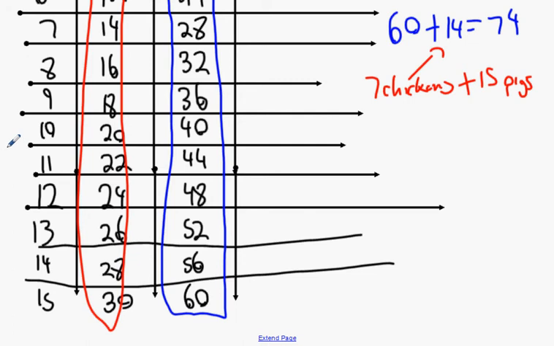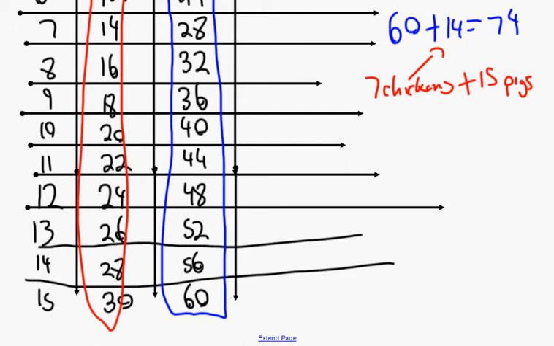Did you do this by simultaneous? What two numbers? 4 and? How many pigs and how many chickens? 15. Sorry, 15 pigs or 15 chickens?